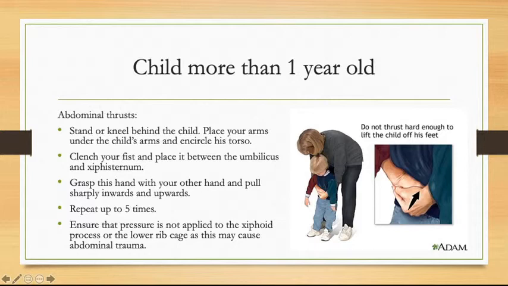For children who are more than 1 year old, you can do abdominal thrusts, which you can't do for infants. To do abdominal thrusts, you stand behind the child and wrap your arms around their torso. You make a fist with one hand and put it in between the umbilicus and the xiphisternum. With your other hand, you hold onto your fist and then pull inwards and upwards. Inwards and upwards. You do this for up to 5 times. Make sure you don't lift the child off their feet. If you do that, it means you're using too much force, and this can cause trauma.